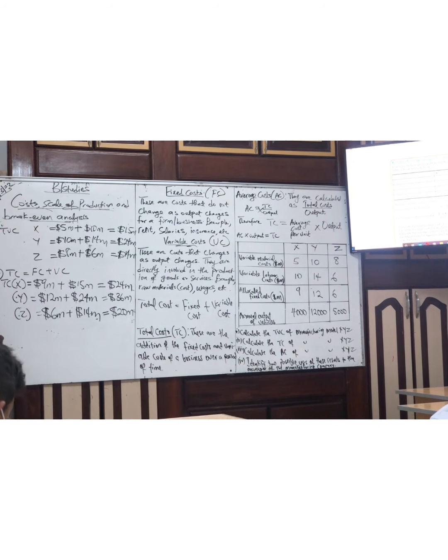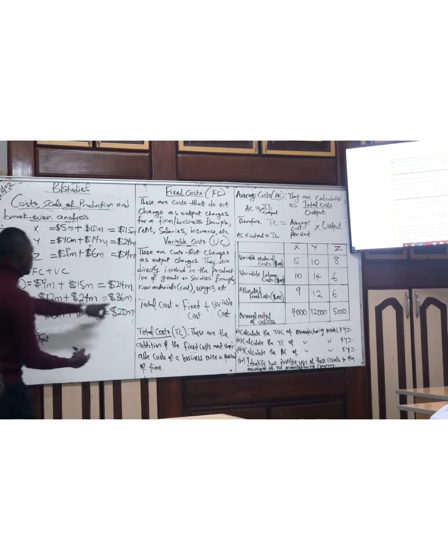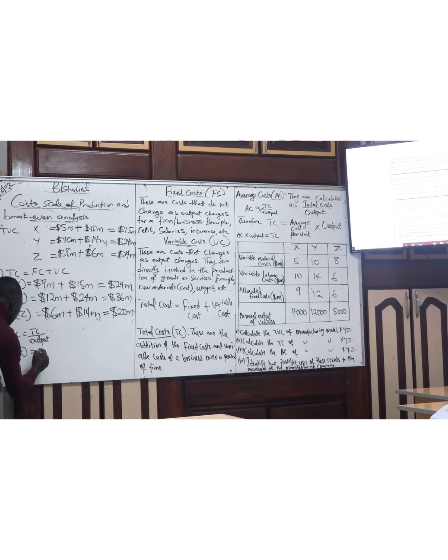Now the third one says calculate the AC of X, Y, Z. And we know the formula for AC. AC equals TC over output, right? Yes. Great. So for AC of X is TC. What is TC now? TC of X, 24 million, over output of X, 4,000. This is 24 million over 4,000, right?